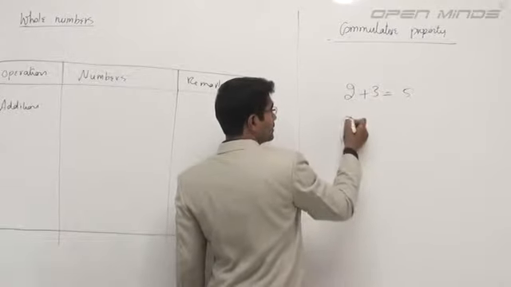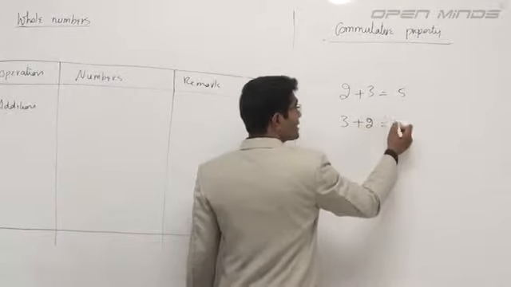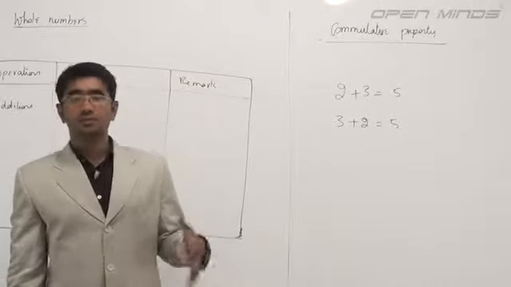Now, what is commutative? If I take two numbers, let's say 2 plus 3, the answer is 5. Can I write them the other way around? That is 3 plus 2. The answer is again 5. This kind of property is called commutative property.